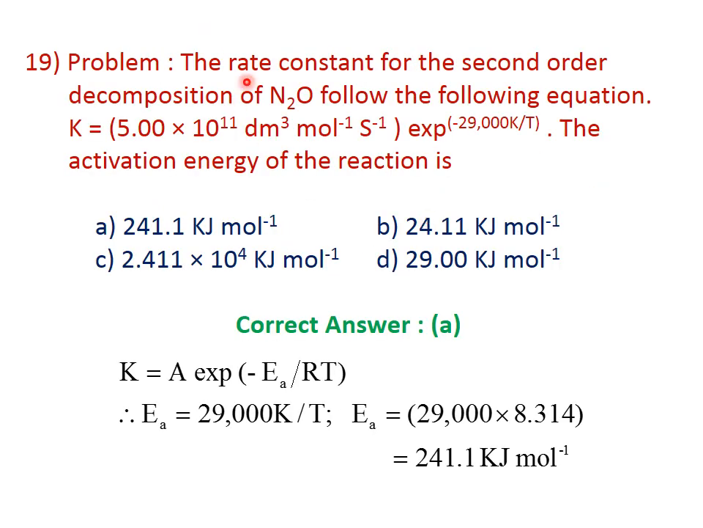Question number 18. The rate constant for the second order decomposition of N2O5 follows the following equation: K equal to 5.00 into 10 to the power of 11 dm cube mole power minus 1 second power minus 1, exponential of minus 29,000 Kelvin by T. The activation energy: if you compare this with the Arrhenius equation, K equal to A into exponential of minus EA by RT, in place of EA here we have 29,000. So EA will be equal to 29,000 into R by T.